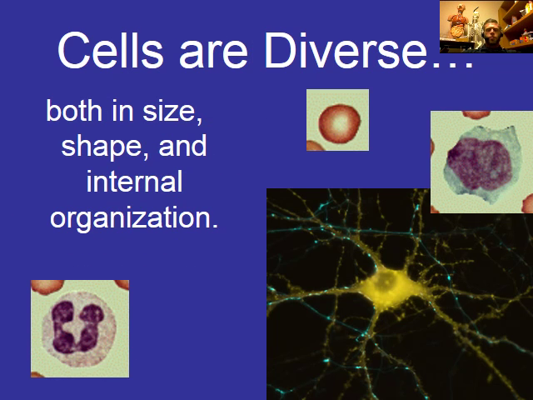So this is just some pictures of different types of cells that you would find in your body. They're very unique, very different. They can be very large, like a nerve cell. They can be very small, like a white blood cell. It just depends on what their job is, on how big they are.